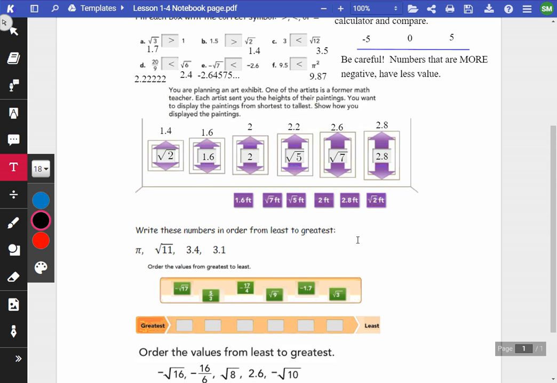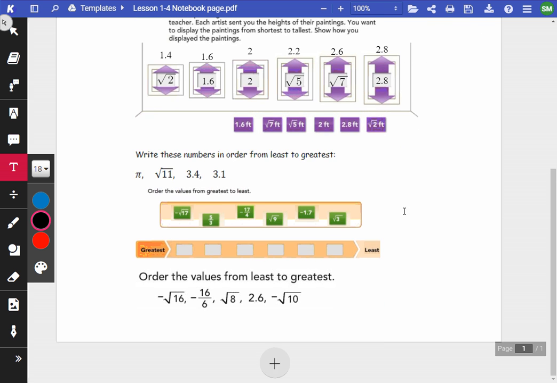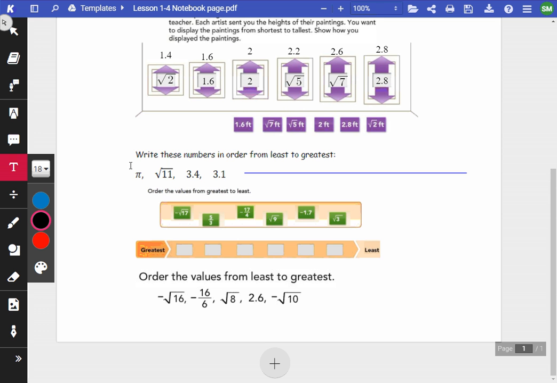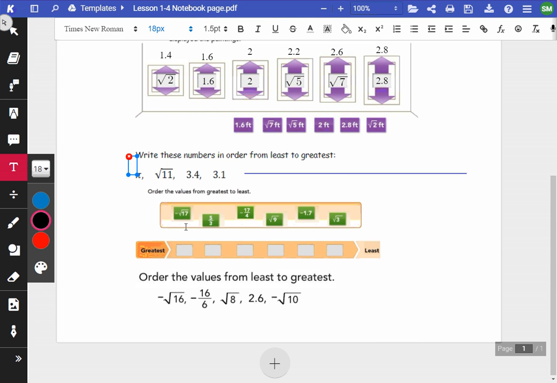Okay, write these numbers in order from least to greatest. Here I have pi, the square root of 11, 3.4, and 3.1. In order to do this, I am going to draw a number line and put these numbers on a number line. This is a good way to put numbers in order from least to greatest. Okay? So I'm drawing a number line. I kind of know about where these numbers are. So I'm going to do my approximation here. Pi is about 3.14. We all know that.